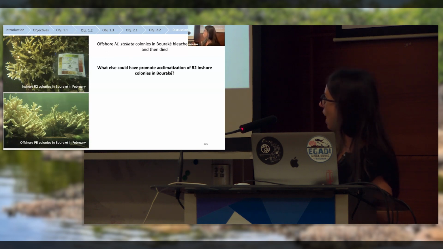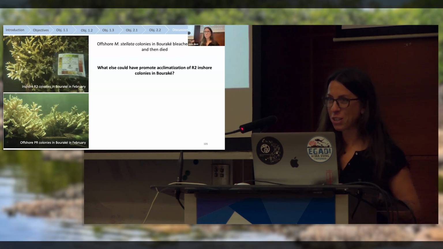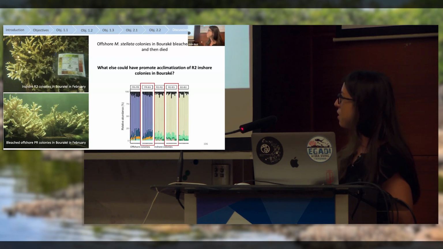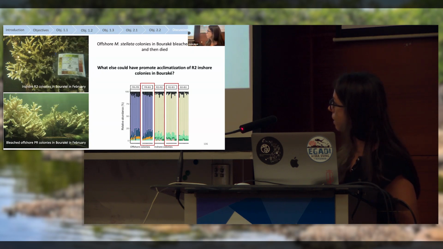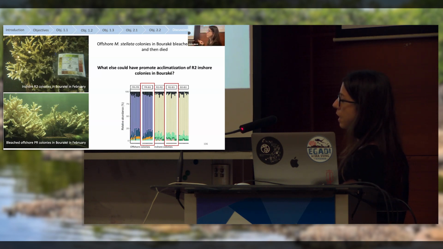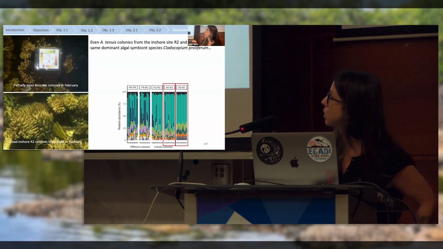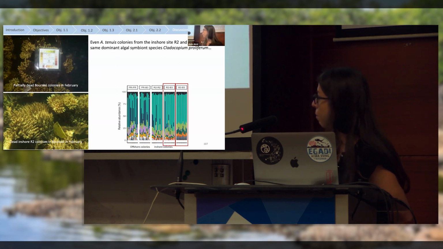So now the question is what else could have promoted acclimatization of the inshore colonies in Buraque? Sorry, we lost the focus, but that's the question. The other difference that we observed between the offshore colonies and the inshore colonies that we transplanted in Buraque was also in their algal symbiont community. Indeed, the offshore colonies had a completely different major sequence compared to the inshore colonies, which resulted very similar to the Buraque colonies. However, this can suggest that maybe the symbiont can explain the difference in survivorship rate, but we need to be careful with that, because Acropora tenuis from Buraque also had a similar major sequence compared to the inshore colonies that were transplanted in Buraque. But those inshore colonies died.